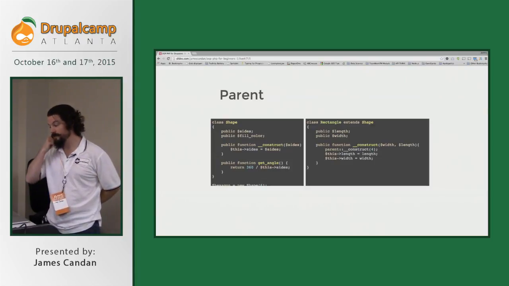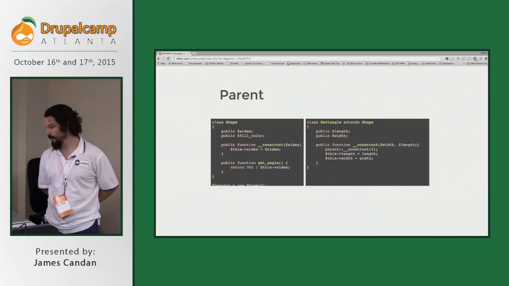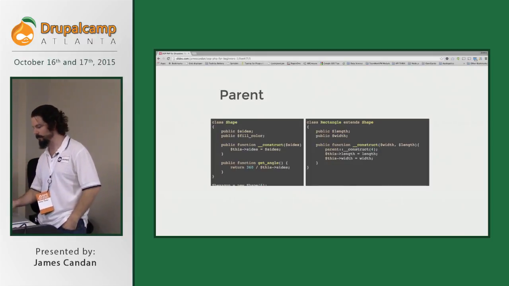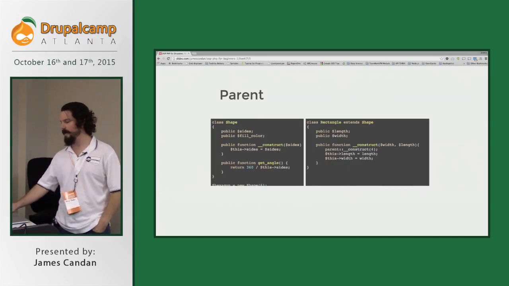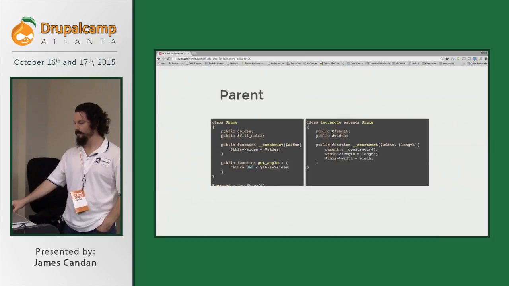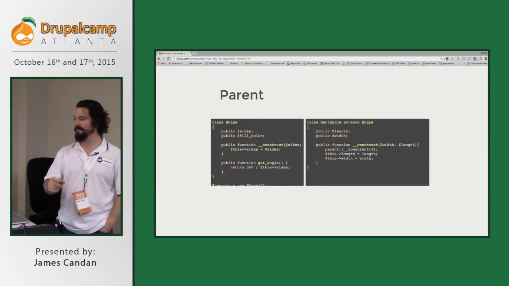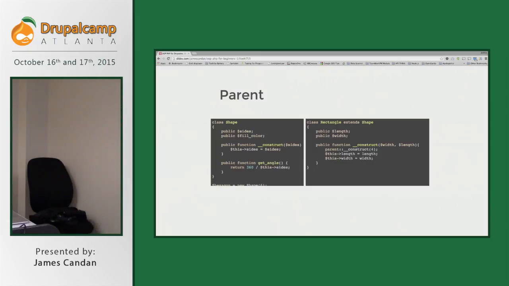We can append new functionality to an inherited method, first by running the parent method in your override using the parent keyword. So the idea here is that the number of sides will be passed to shape. We're telling shape, okay, we need 4 sides for this rectangle.